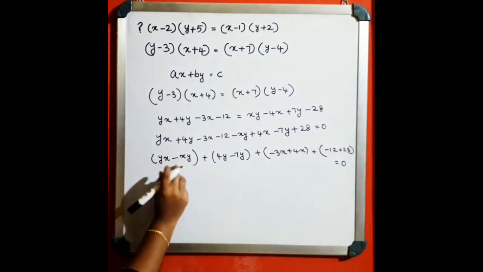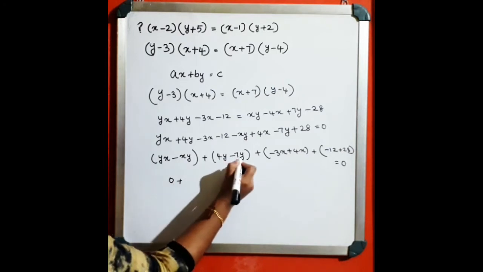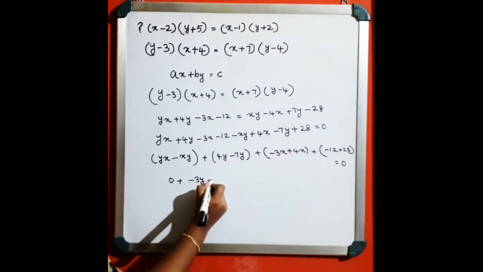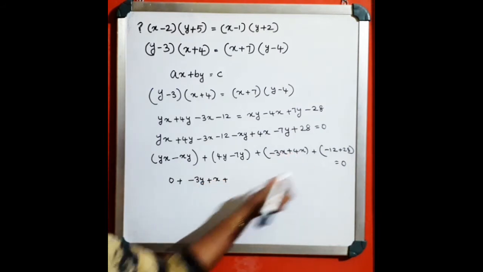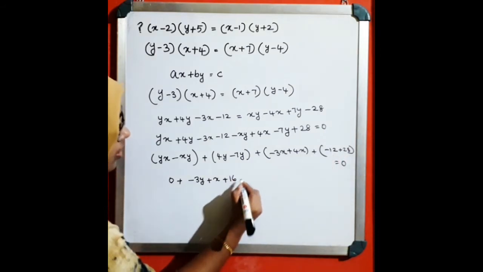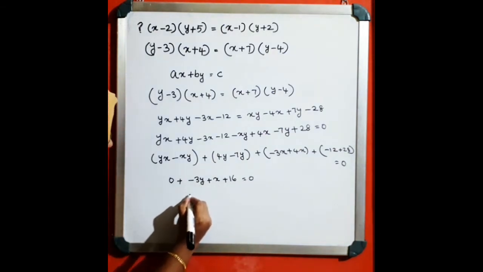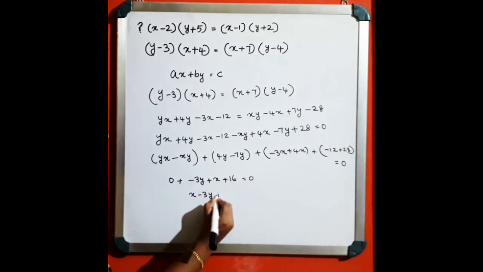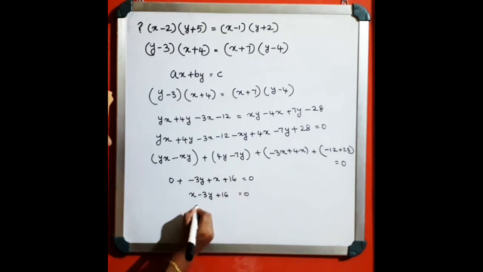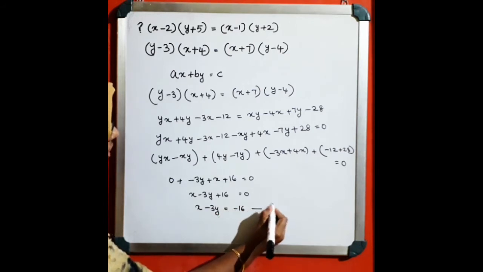yx is also same as xy. So yx minus xy is 0, plus 4y minus 7y is minus 3y. Minus 3x plus 4x is plus x, plus 28 minus 12. 28 minus 12 is 16 is equal to 0. And the equation is x minus 3y plus 16 is equal to 0. Take the constant term to the right side. It becomes x minus 3y is equal to minus 16. This is equation number 2.